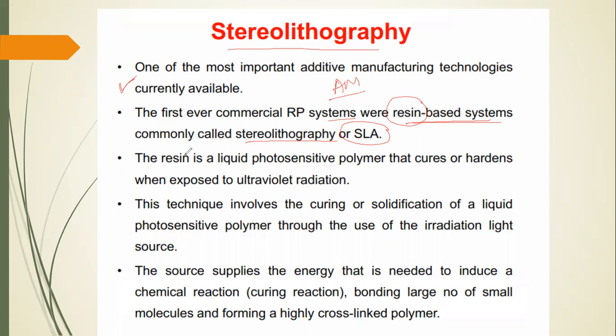Here the resin, as I told, is resin based. The resin will be in the form of a liquid or semi-liquid. It is a photosensitive polymer. Photosensitive means light sensitive, right? So whenever the light falls on it, it undergoes a process called curing, or hardening, when exposed to ultraviolet radiation.